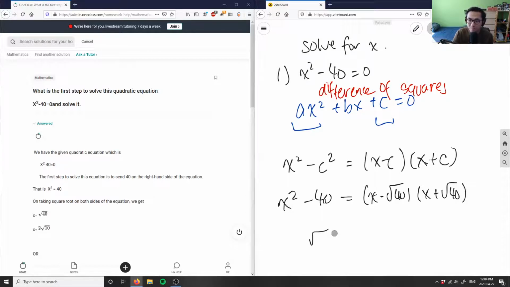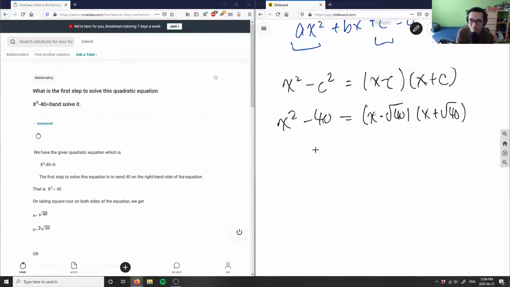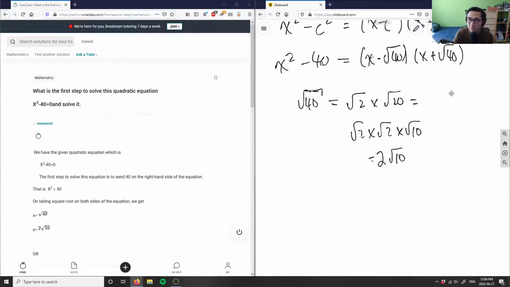What we can do is break down the square root of 40 into a simplified radical. Root 40 equals root 2 times root 20, and if I divide again, this is root 2 times root 2 times root 10, which is 2 root 10. So this difference of squares equation becomes x squared minus 40 equals x minus 2 root 10 times x plus 2 root 10.